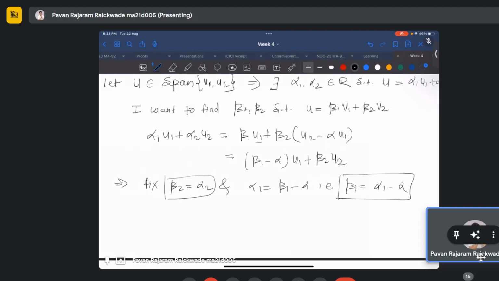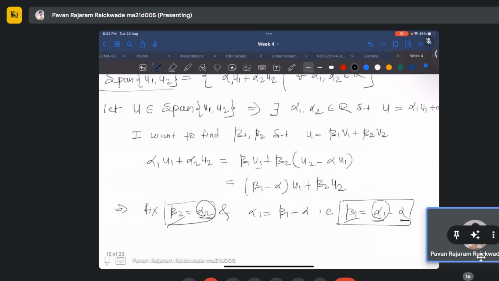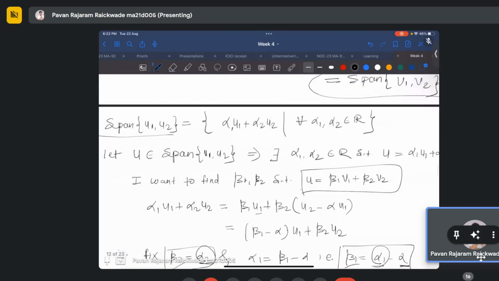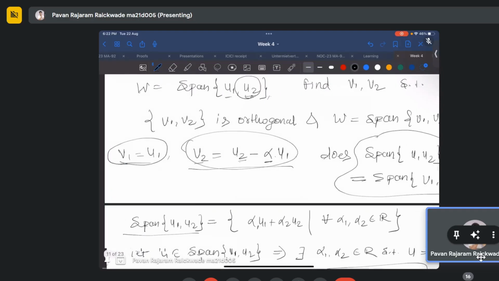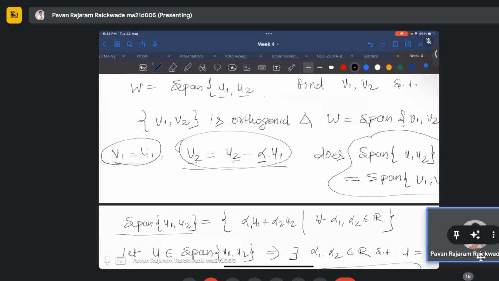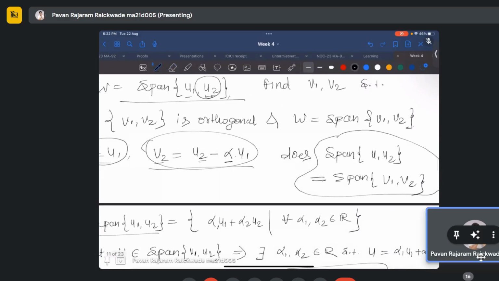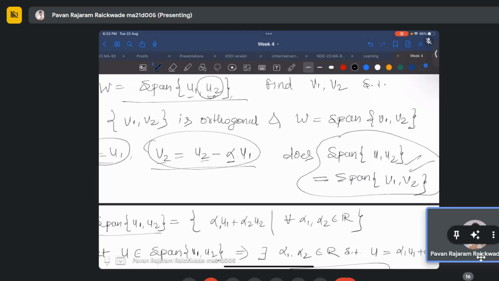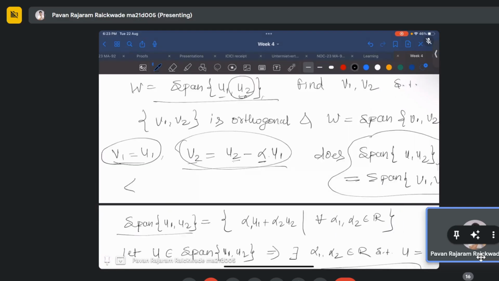So for any choice of alpha 1, alpha 2, you can find beta 1 and beta 2, because alpha is known to you, alpha 1 is known to you, alpha 2 is known to you. You can find beta 1 and beta 2 such that u is the same as beta 1 v1 plus beta 2 v2. The point that I want to say is, for any alpha that you choose, span of u1 u2 is the same as span of v1 v2. Okay. So now the only thing you want to add is that the inner product of v2 with v1 also has to be 0.